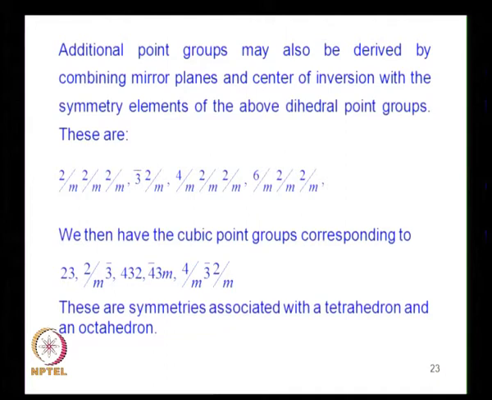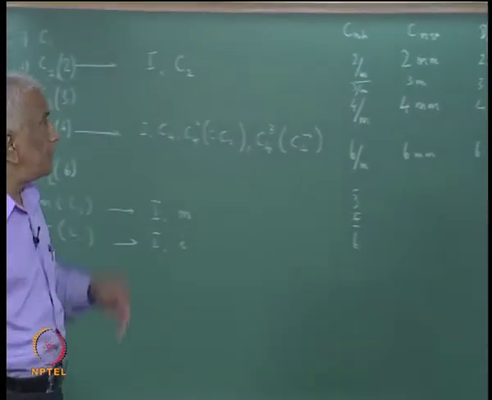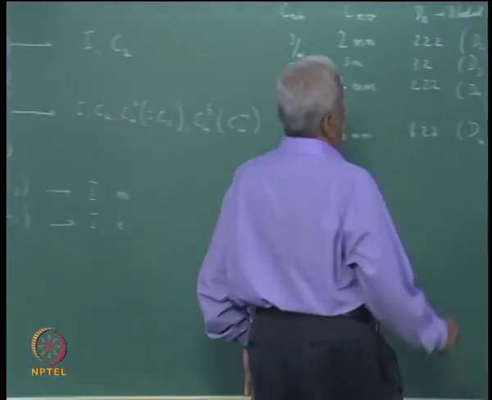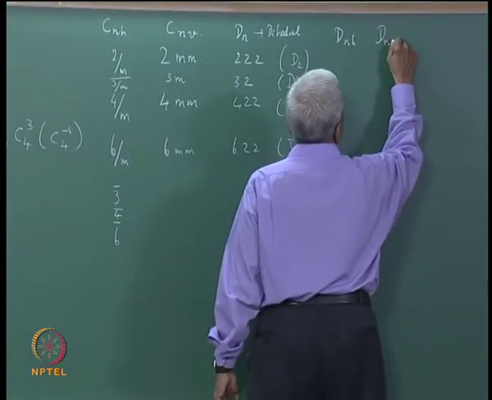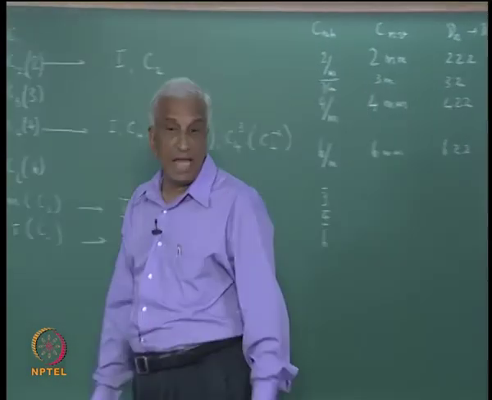Now, we can add mirrors to these to get things like 2 by m, 2 by m, 2 by m, 3 bar 2 by m, 4 by m, 2 by m, 2 by m, and 6 by m, 2 by m, 2 by m. These are known as DNH, where you add a horizontal mirror to the dihedral point groups. Similarly, you get additional point groups by having DNV. We can also have diagonal mirror planes giving rise to DND.